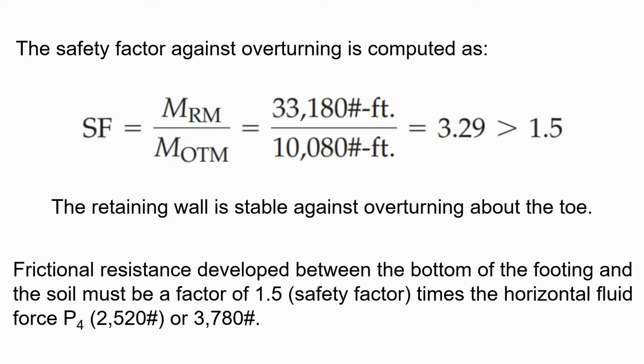Frictional resistance developed between the bottom of the footing and the soil must be a factor of 1.5, or the standard safety factor, times the horizontal fluid force, P4, 2,520 pounds, or a total of 3,780 pounds.